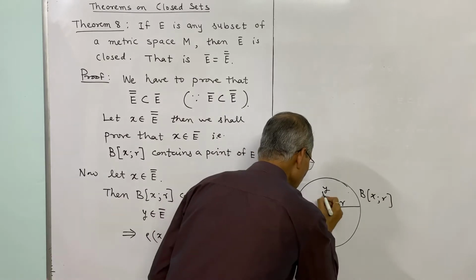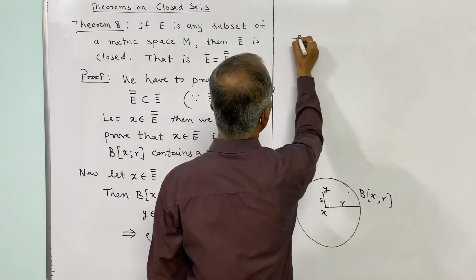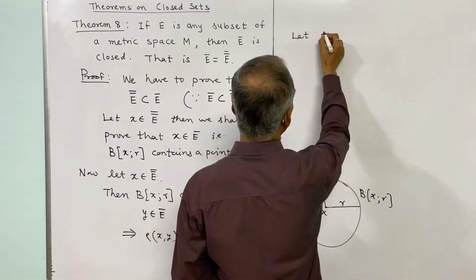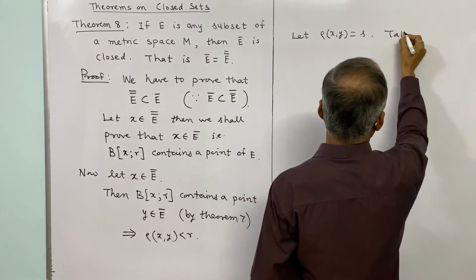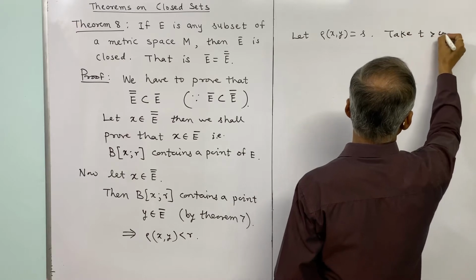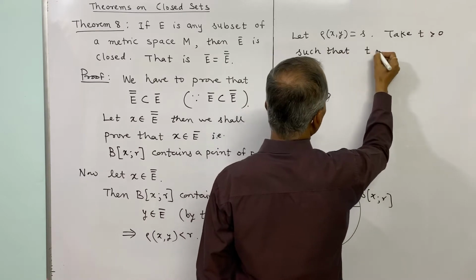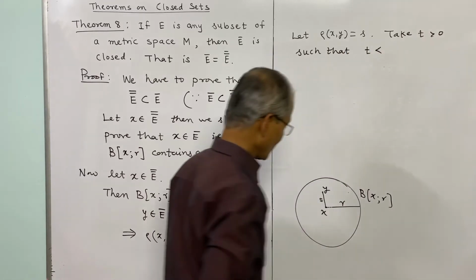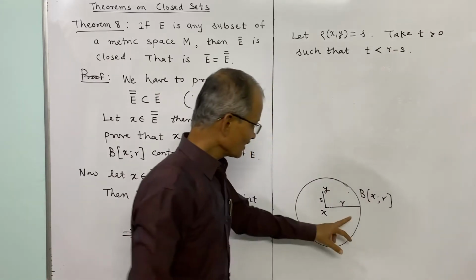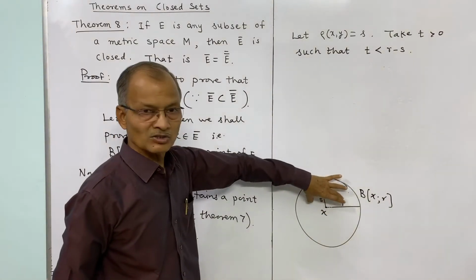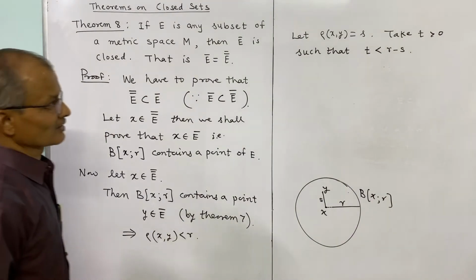Suppose this distance is S, and we denote the distance by rho. Let rho of x, y be equal to S, and we take t greater than 0 such that t is less than R minus S. R is greater and S is smaller, so let the difference of R and S be t. We will consider t less than that difference, R minus S.